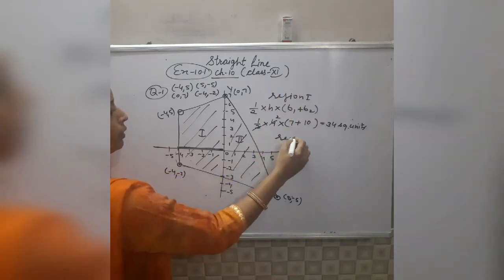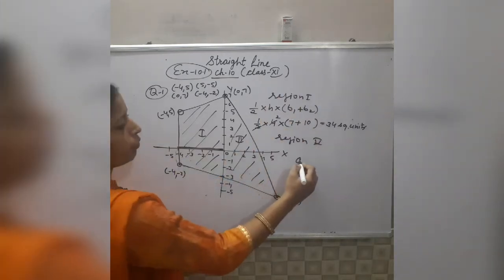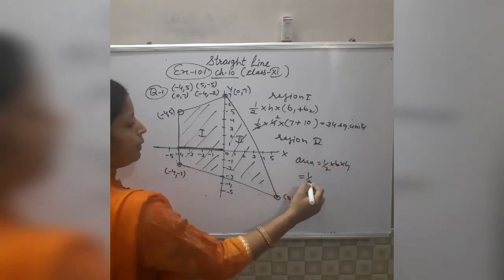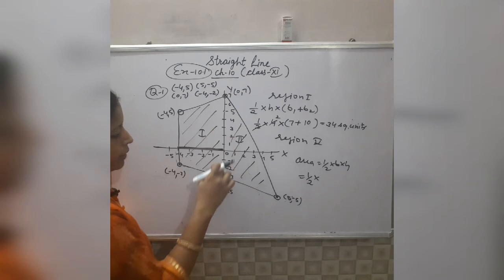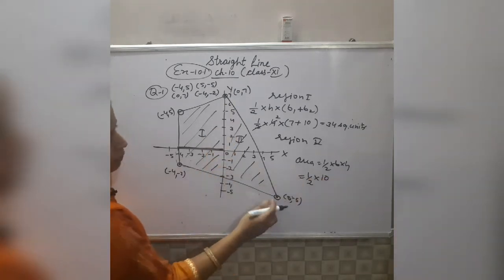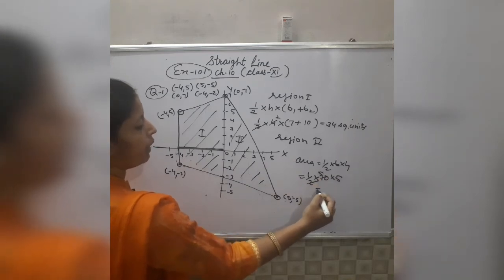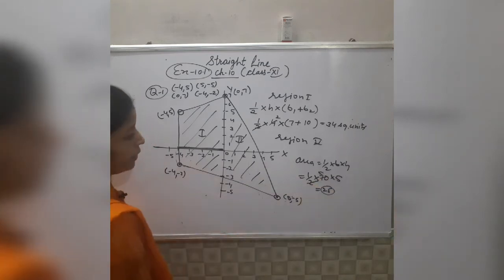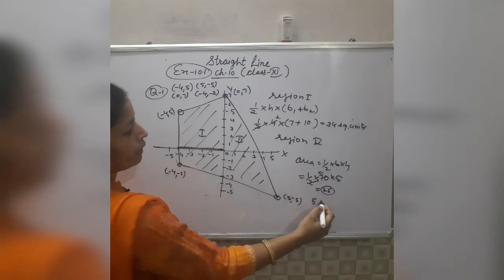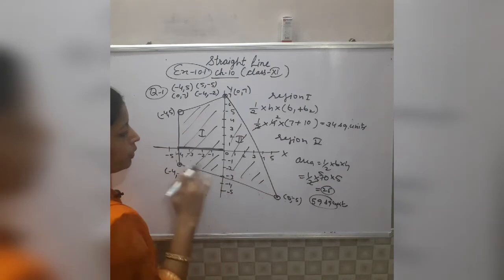Now the area of region 2. Region 2 is a triangle, and all of you know that the area of a triangle is half into base into height. Now what is the base and height? This is the base. Base is 7 plus 3, 10, and the height of this triangle is 5. Now the area will be 5 into 5, 25 square units, and 25 plus 34 gives you 59 square units, which is the area of this complete quadrilateral.